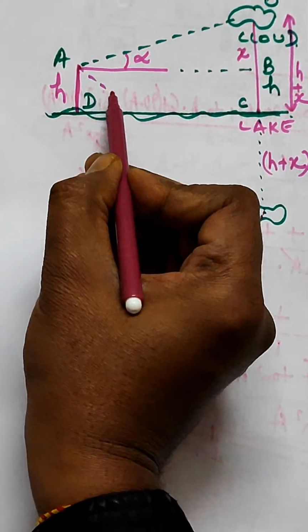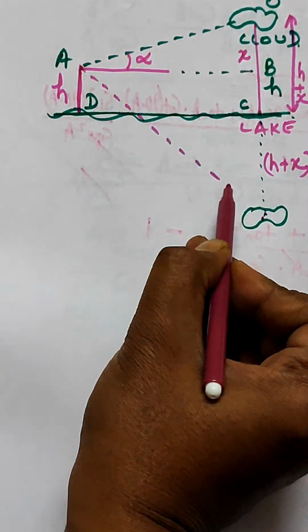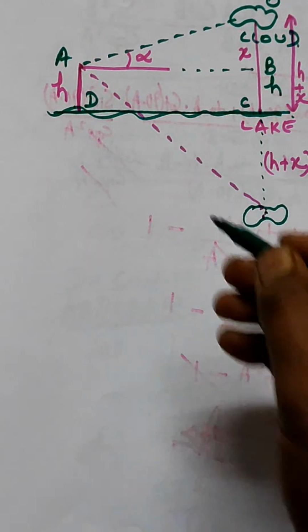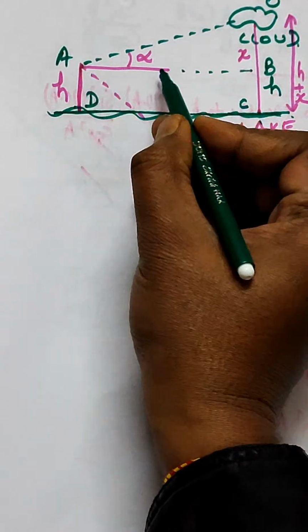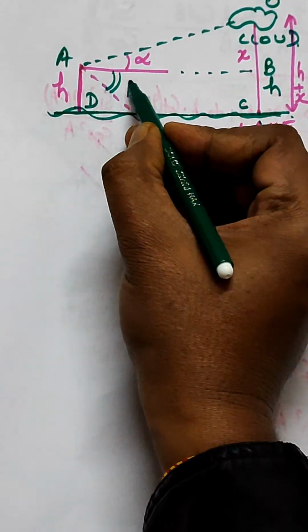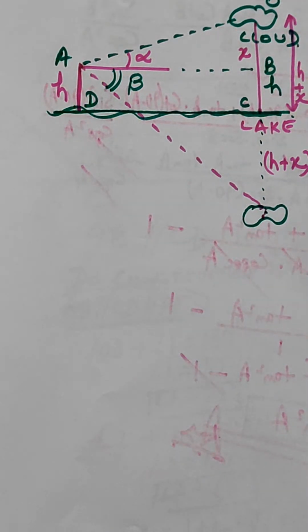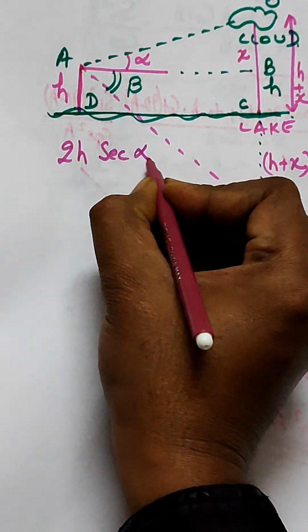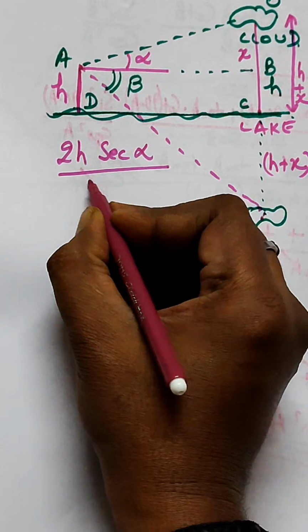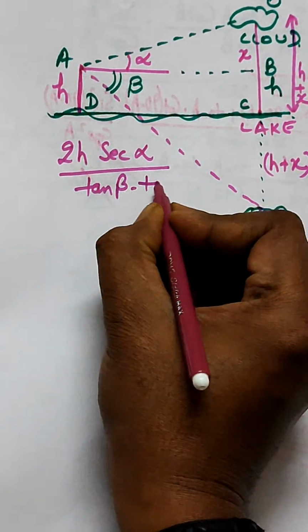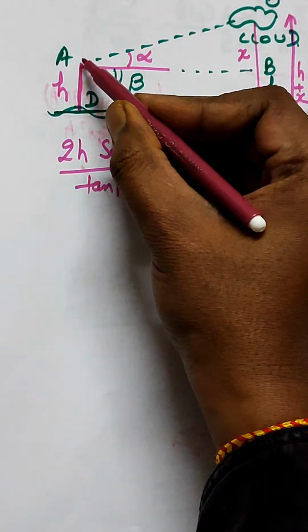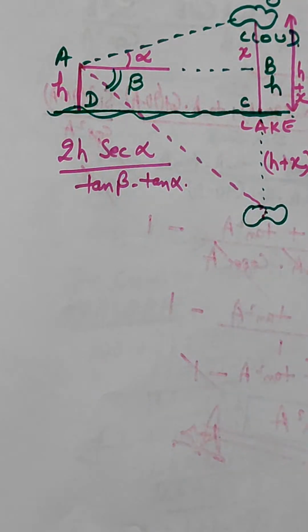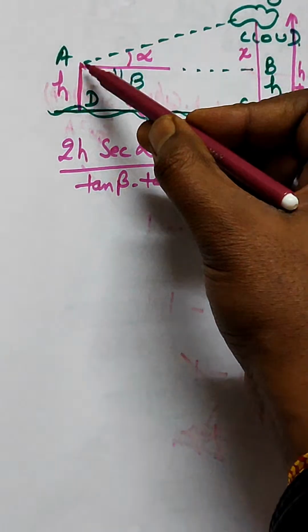So this will be coming like this. Angle of depression, that means when you are looking downward from the horizontal, this angle is given as beta. And we need to prove that the distance of the cloud from the point of observation is 2h sec alpha by tan beta minus tan alpha. So this we need to prove, that is the distance of the cloud from the point of observation.